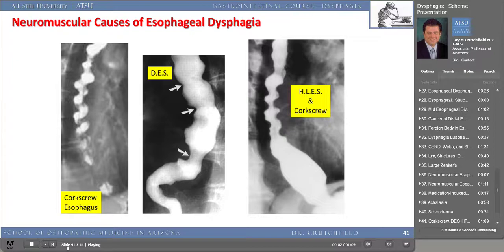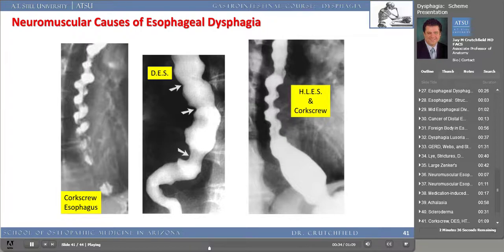Here are three classic images of neuromuscular causes of esophageal dysphagia. On the left, we see corkscrew esophagus. In the middle image, we see diffuse esophageal spasm. And the image on the right is a mixed picture, where we see corkscrew esophagus and hypertensive lower esophageal sphincter. Notice that the hypertensive lower esophageal sphincter almost has an achalasia-like property at the distal esophagus.